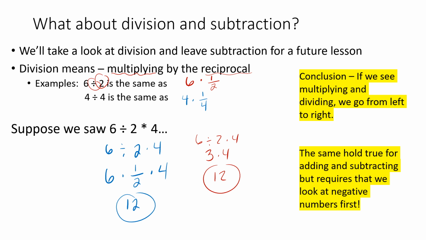Now, the same thing holds true for adding and subtracting, but it requires that we look at negative numbers first. So coming into Algebra 1, you should already be familiar with reciprocals from your study of fractions. So we can go through this and kind of explain it with reciprocals. But usually when you're starting out in Algebra 1, you haven't had a lot of experience with negative numbers, but we would pretty much do the same thing. So multiplying and dividing, they actually have the same order in your order of operations. You just carry them out from left to right, and the same will be true for your adding and subtracting.